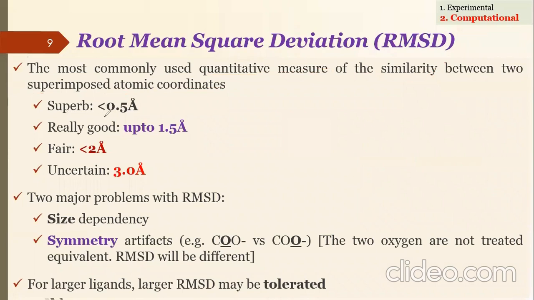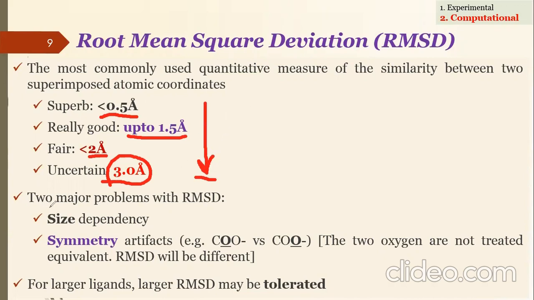So superb is if we get less than 0.5 angstrom RMSD. So the lesser, the better. Really good if we get up to 1.5 angstrom RMSD, it is good. But if we get less than 2 angstrom, it's considered fair. But if we get 3 angstrom, we cannot rely upon that structure. So the higher the value of the RMSD, the lesser the confidence value.